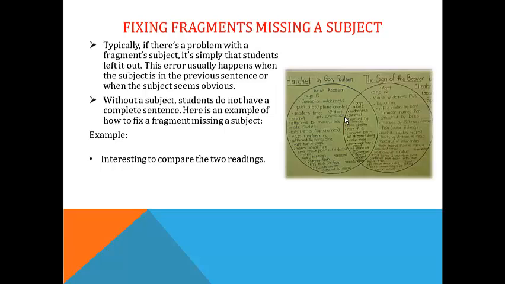And so here's an example of how to fix a fragment missing a subject. Here's the example: Interesting to compare the two readings. And to fix that, I've used the pronoun it. It is interesting to compare the two readings. I could have stated a person's name. I could have revised the entire sentence based off of what was really happening beyond this, or just fixed this one sentence in itself. So you've got to be able to evaluate who or what is the action, the verb, happening to someone, something, some object that belongs to that sentence.